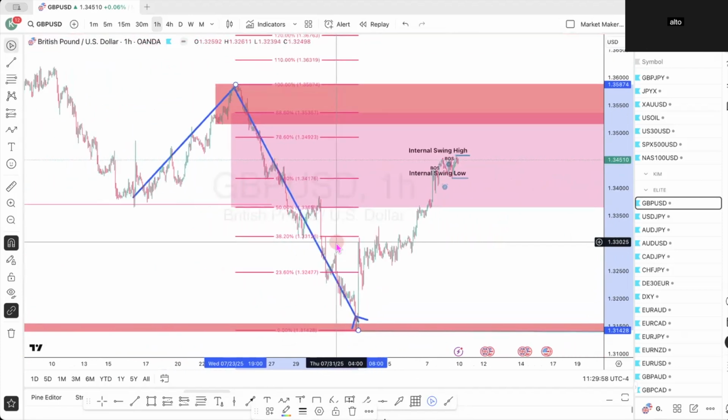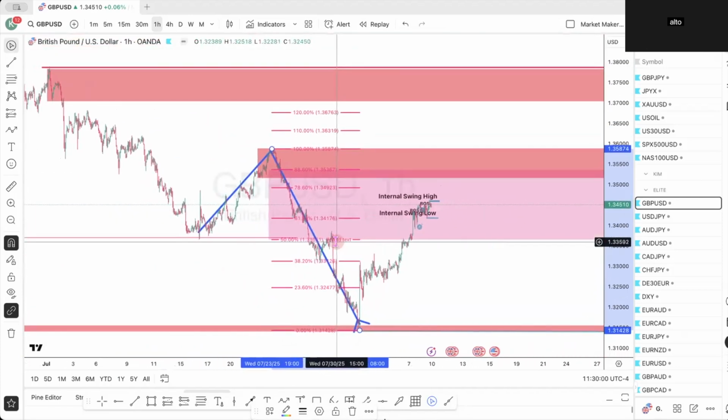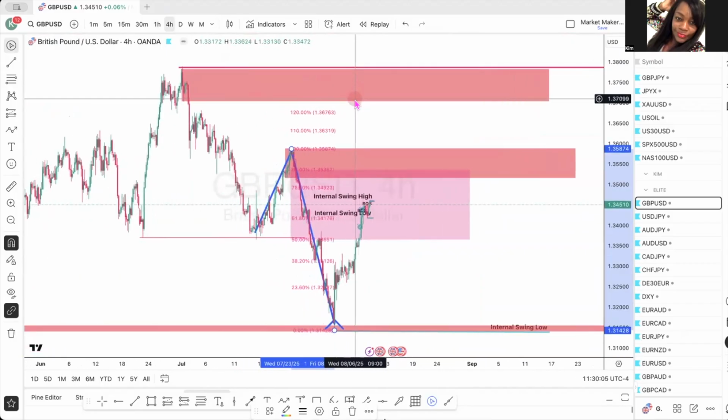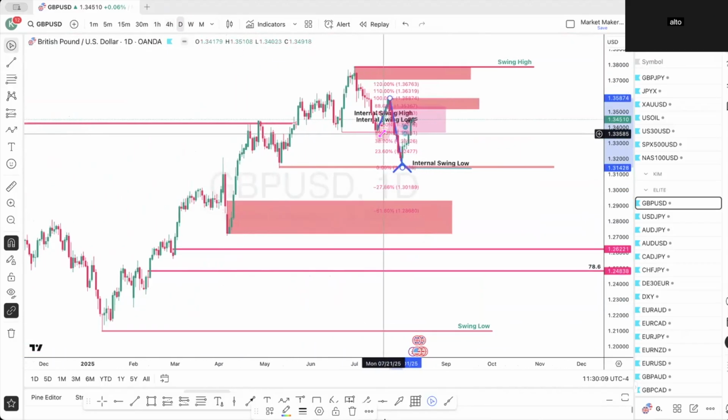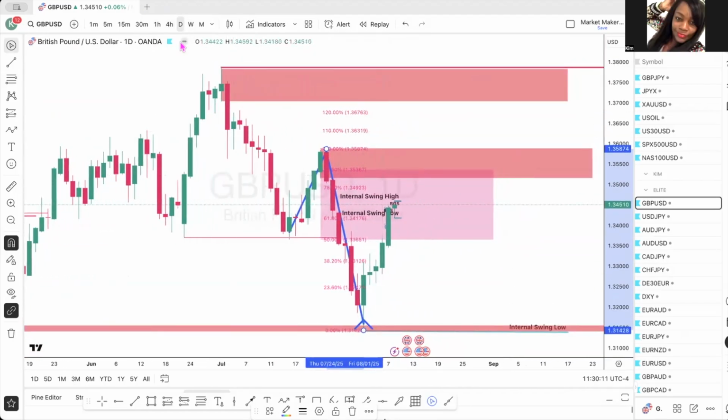Okay, I'm starting to understand that. And you're in the 4 hour still, or is it 1 hour? This is the 1 hour. The swing is still the swing, still the same. Okay, I see it. It's the same whether it's the daily, the 1 hour, or the 4 hour.